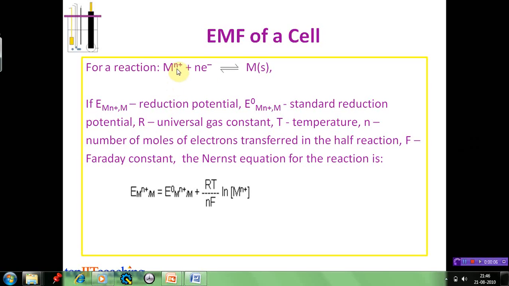Consider a reaction in which M^n+ ion combines with n electrons to form M. So if E(M^n+/M) is the reduction potential, E0(M^n+/M) is the standard reduction potential, R is the universal gas constant, T is the temperature, n is the number of moles of electrons transferred in the balanced half reaction, F is the Faraday constant, then we can write the Nernst equation for this given reaction as E(M^n+/M), that is the reduction potential, is equal to the standard reduction potential plus RT divided by nF into natural log of [M^n+], where [M^n+] is the concentration of M^n+ ions.